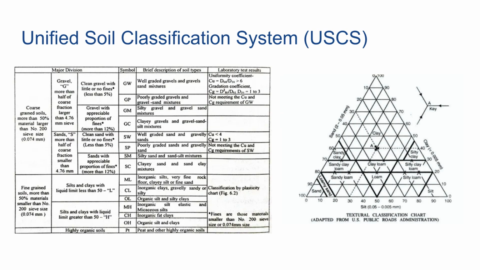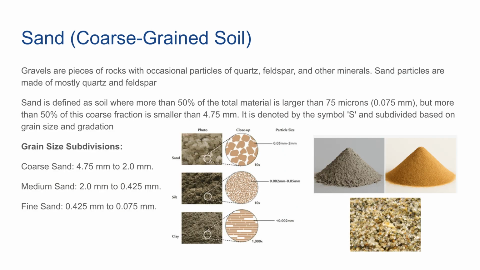The Unified Soil Classification System, or USCS, classifies soil based on grain size and plasticity characteristics. The system uses symbols and brief descriptions for major divisions like gravels, sands, silts, and clays, along with laboratory test results for finer detail. Sand is a coarse-grained soil primarily composed of quartz and feldspar.